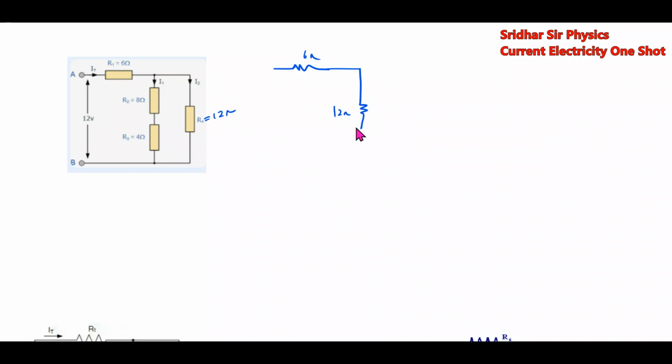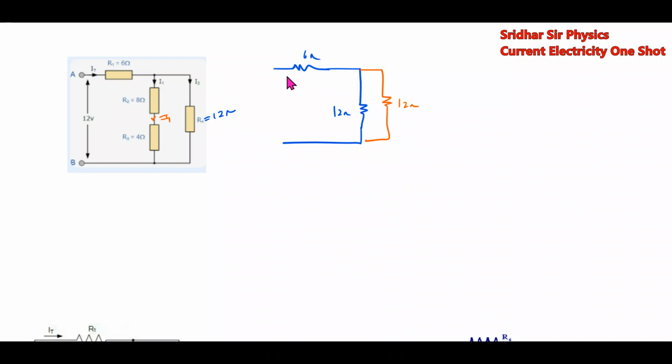This is 12 ohm. This, what is the resistance? This will be 12 ohm. These two are in series, no? Because the same current I1 will pass. Then this will be 12 ohm.